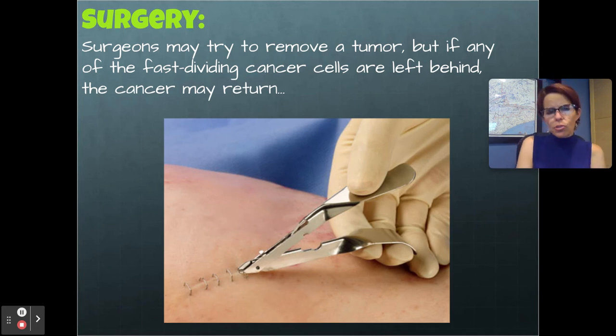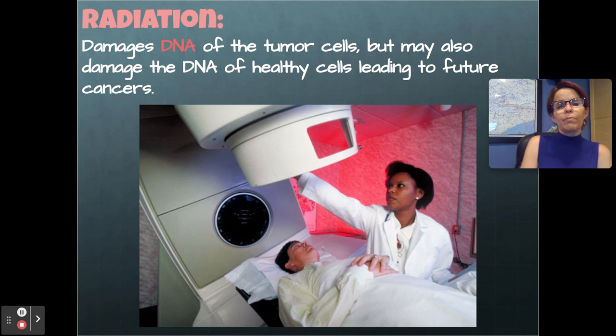Obviously, we can have surgery. So surgeons may try to remove a tumor, but if they leave any of the fast dividing cancer cells behind, then the cancer may return. So if a few of the cells are still dividing and they got left behind, then they can cause that tumor to come back. So the surgeons often have to remove a very large area to make sure that all of the cancer cells have been removed.